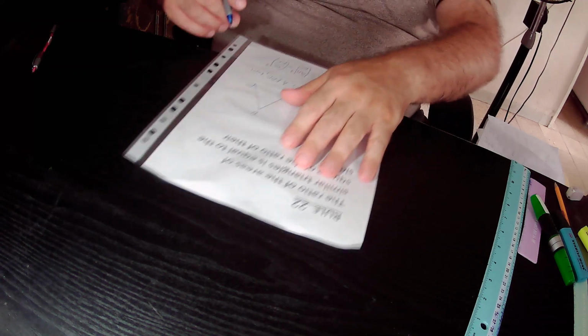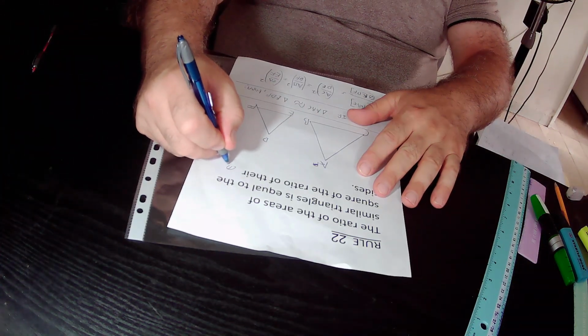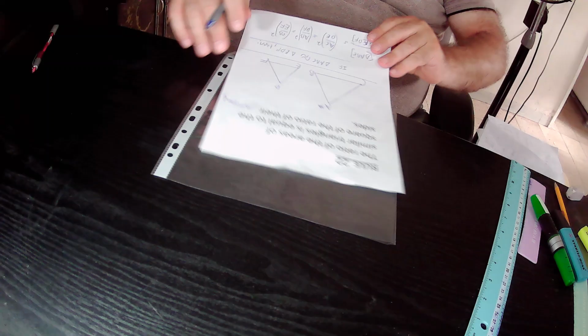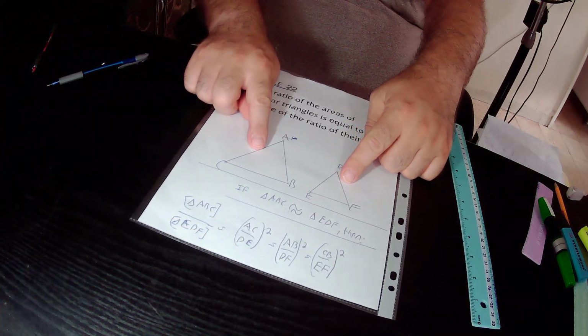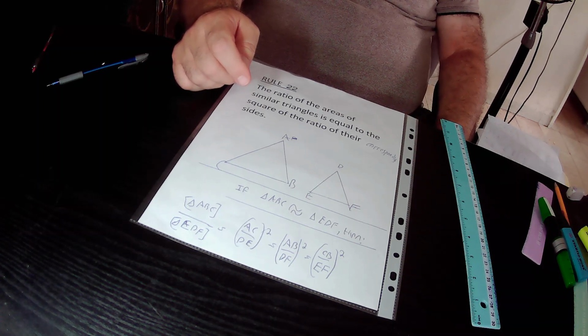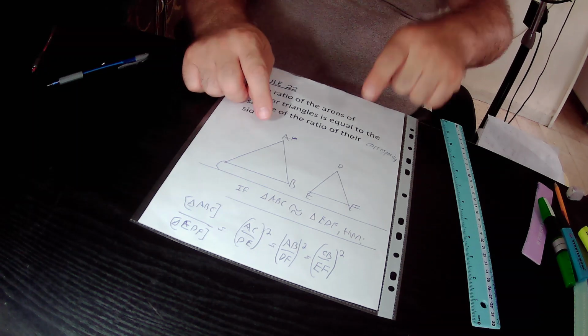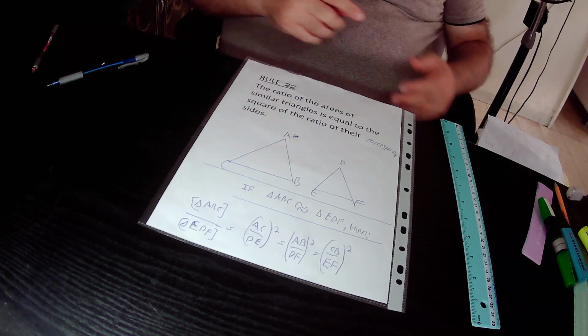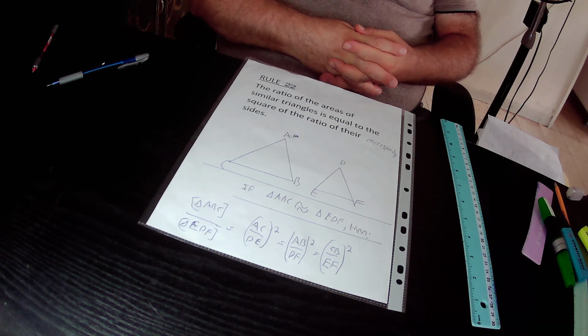Okay, so in the drawing we have those two triangles that are similar to each other, and according to this rule, Rule 22, the ratio between the areas of those two similar triangles, that is to say, the area of triangle ABC over the area of triangle DEF, is equal to the square of the ratio of their corresponding sides.